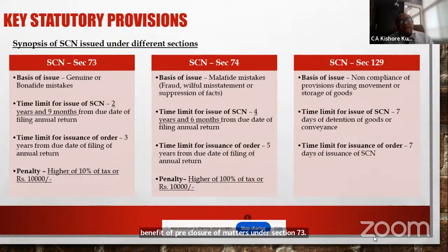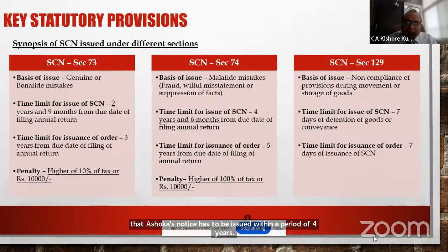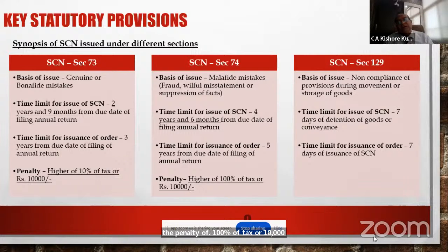Then comes section 74, which covers malafide cases, that is cases of fraud, willful misstatement, or suppression of facts. It covers an extended period of limitation, friends. Here a show cause notice has to be issued at least 6 months in advance prior to closure of 5 years from the due date of filing of annual return, which basically means that a show cause notice has to be issued within a period of 4 years and 6 months from the due date of filing of annual return. It prescribes a penalty of 100% of tax or 10,000, whichever is higher.